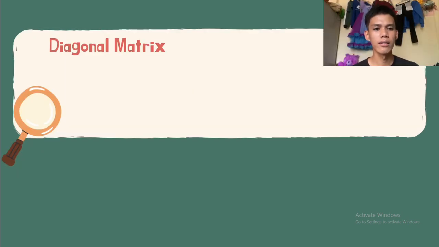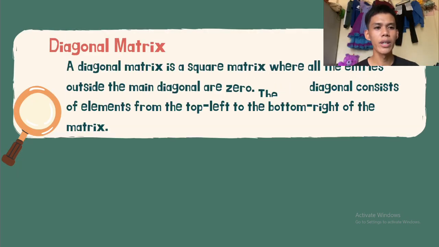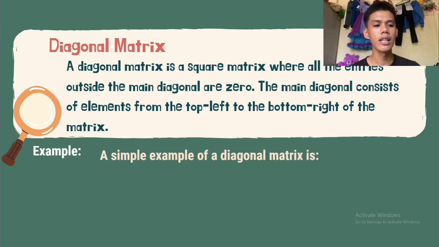Diagonal matrix. A diagonal matrix is a square matrix where all the entries outside the main diagonal are zero. The main diagonal consists of elements from the top left to the bottom right of the matrix. Example: a simple example of a diagonal matrix is 3, 0, 0, 5.